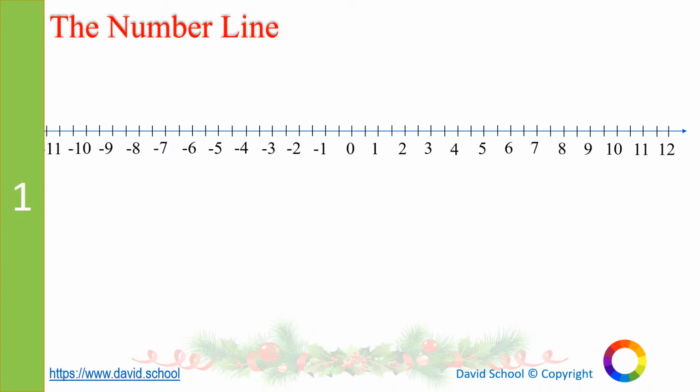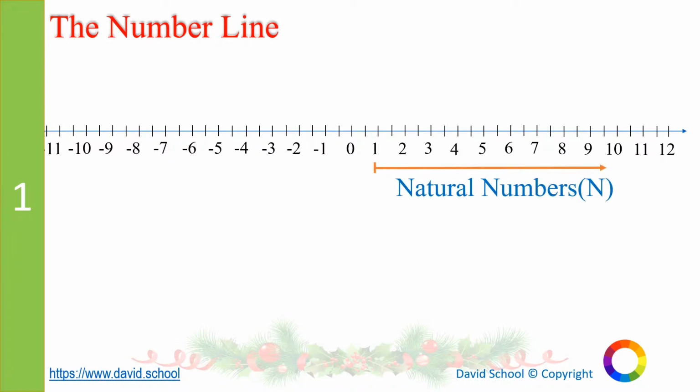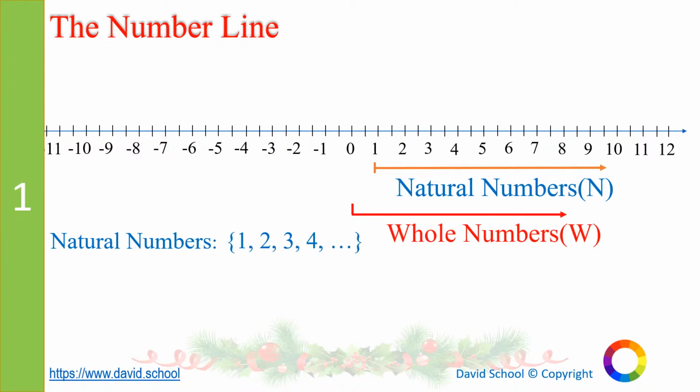This is the number line, numbers increasing from left to right. All of these are just numbers, but we divided them into various sets based on the properties of numbers. Everyone knows these numbers. Numbers from 1, 2, 3 and so on are called natural numbers. We also call them counting numbers because we use them to count things. Zero and natural numbers together form the set of whole numbers.